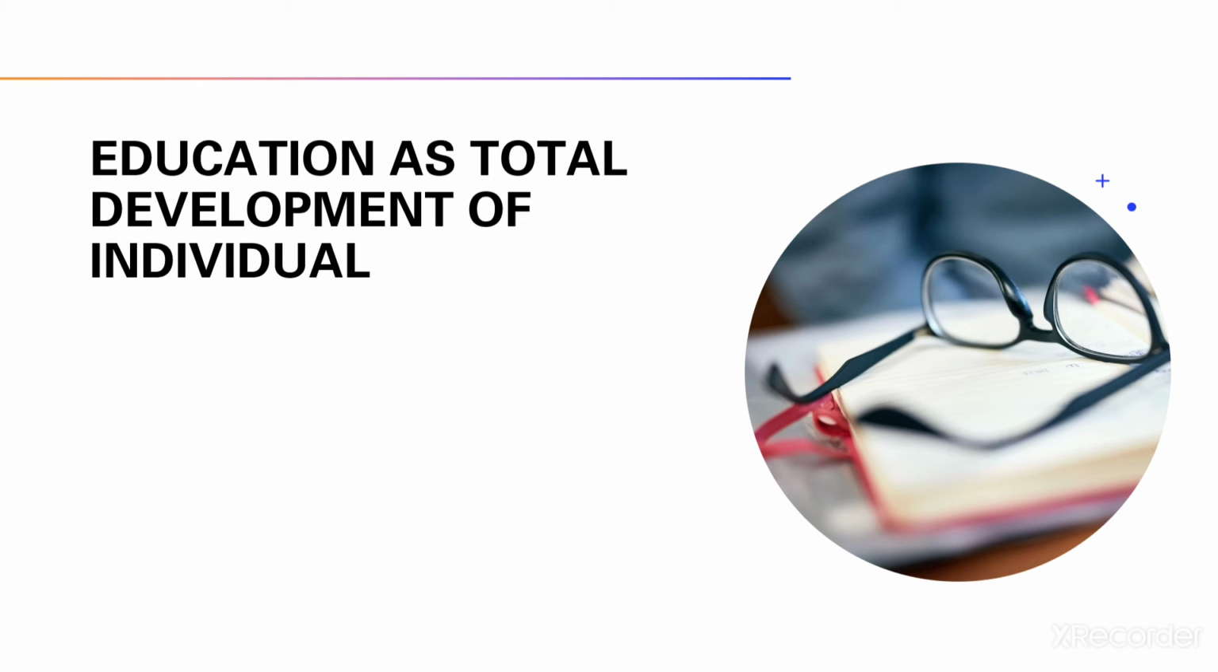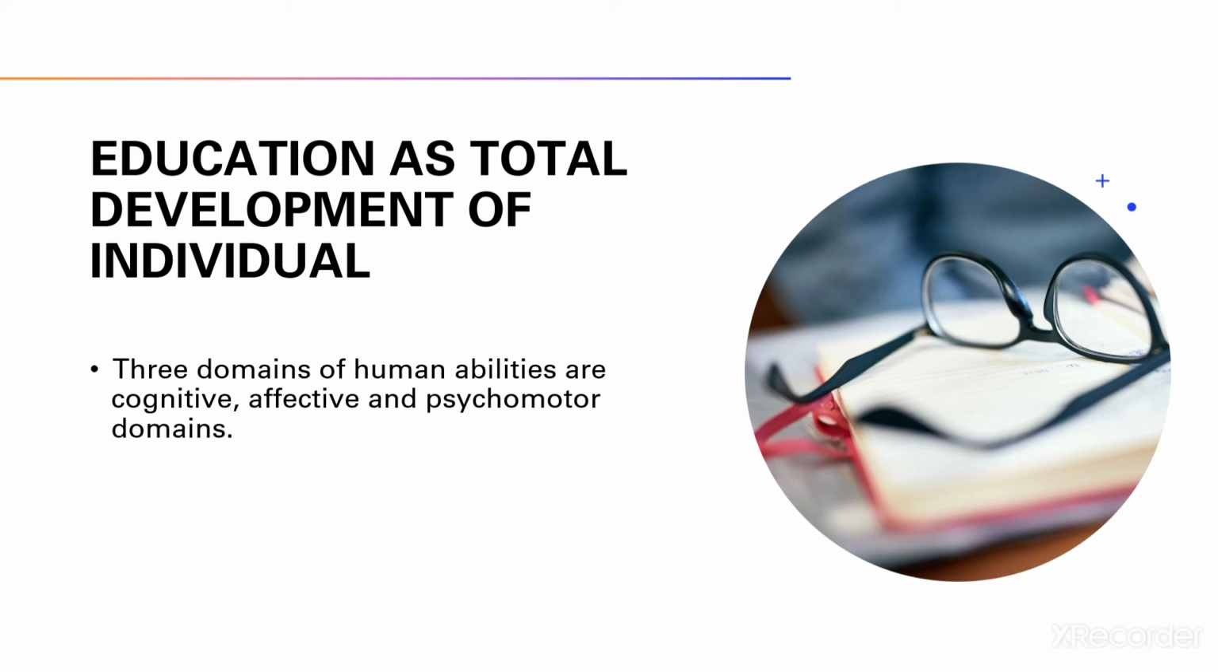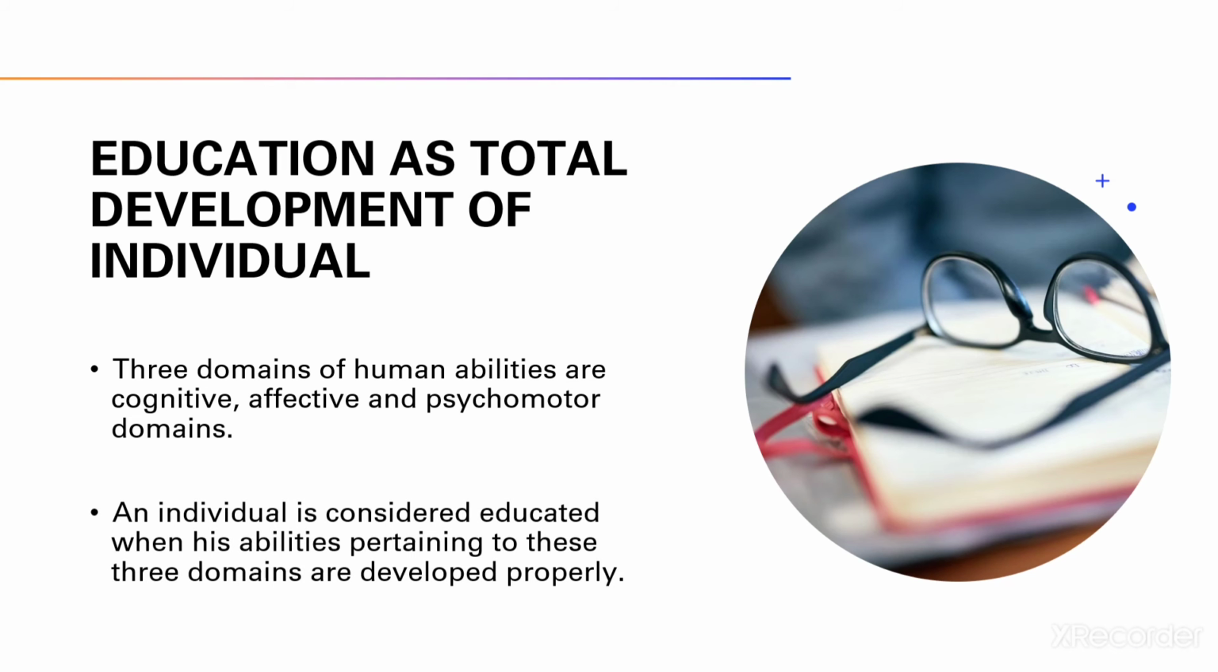Education as total development of individual. Education of an individual is very often equated with his total development. Psychologists have identified three major forms of abilities in human beings. These are related to his knowing, feeling, and doing abilities. There are three domains of human abilities, namely cognitive, affective, and psychomotor domains. Hence, an individual is considered educated when his abilities pertaining to these three domains are developed properly.